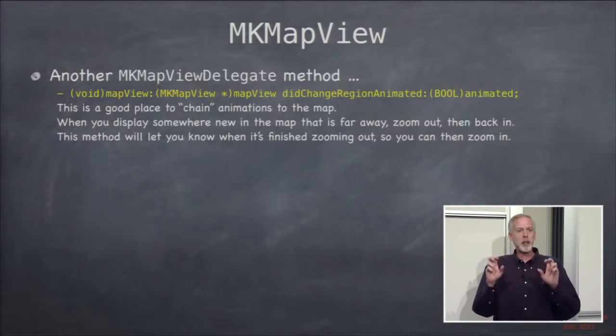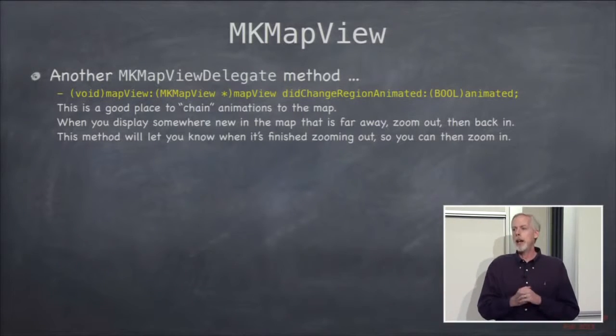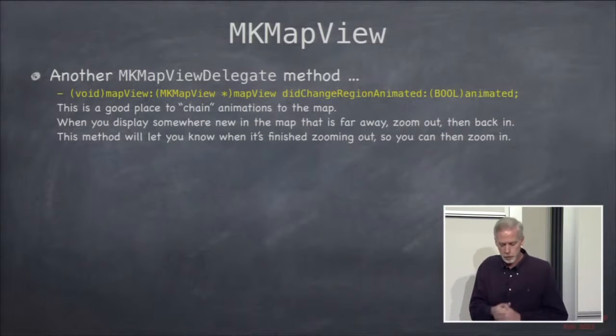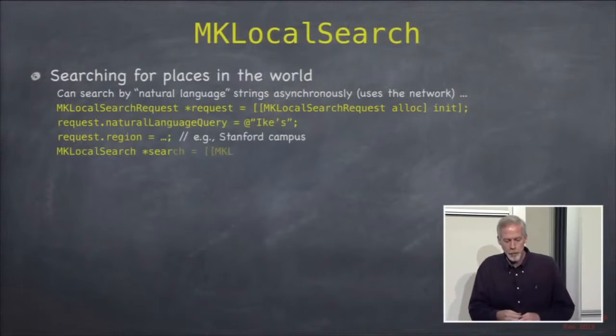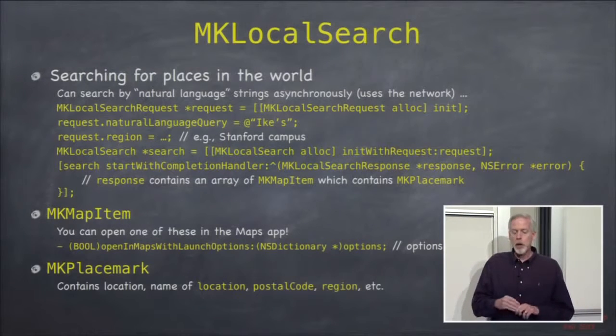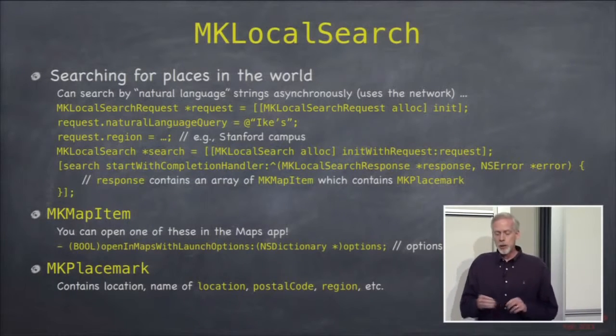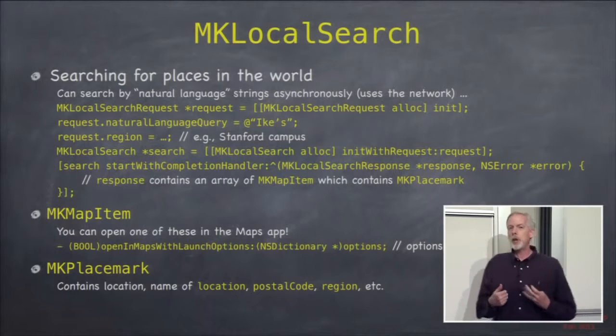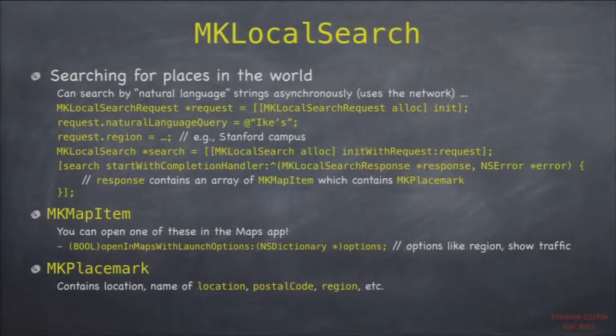It's almost like the settle down, the did pause we had in the dynamic animator. Okay? So that's an important method to know if you're going to do good map animation. All right, so in addition to the map view, we also have searching. Okay? So local search, kind of like a geocoder, but lots more powerful.